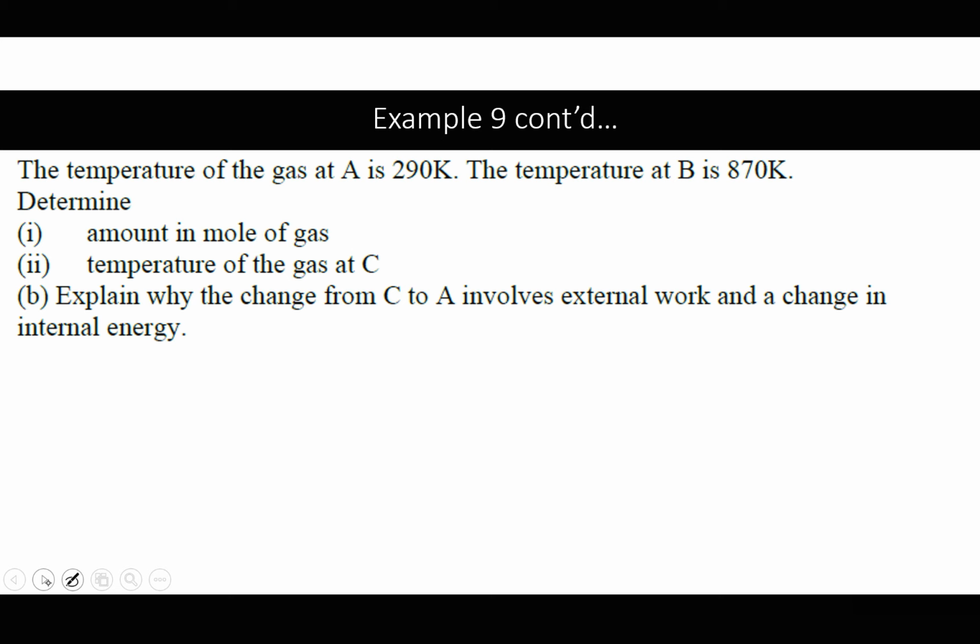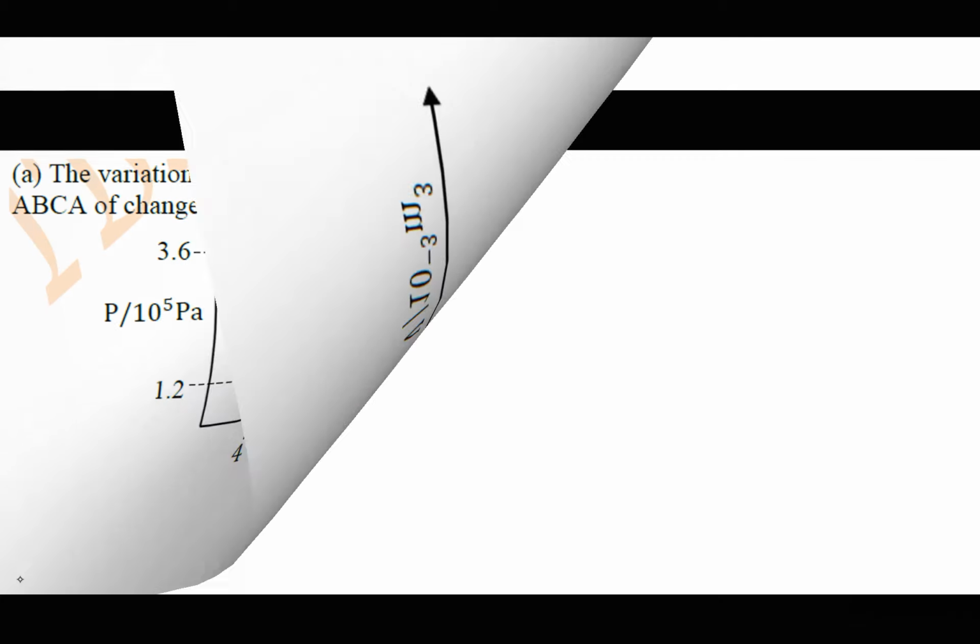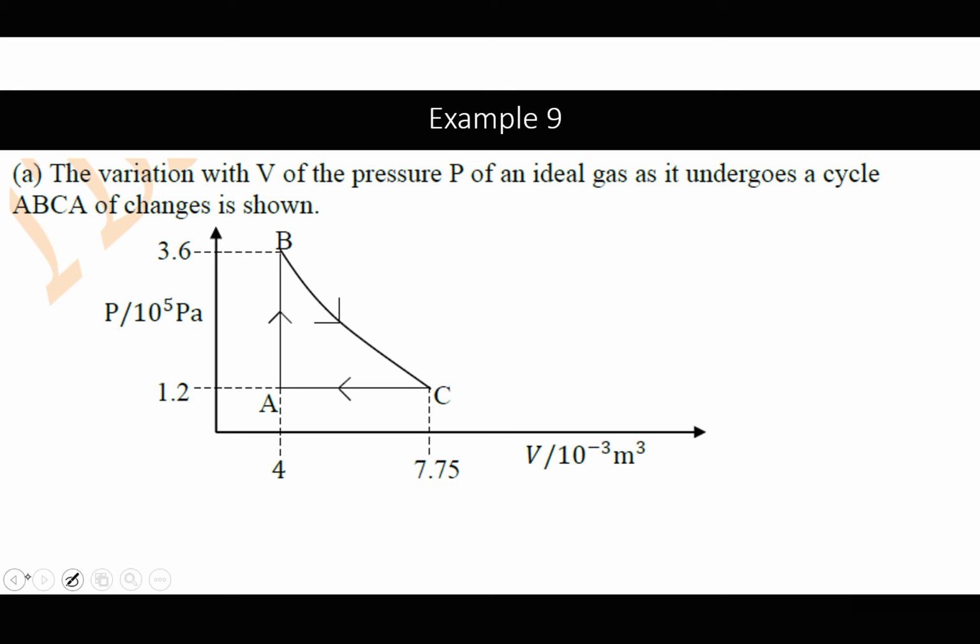So let's mark these values. At A, the temperature is 290. At B, the temperature is 870. And we are going to find the amount in moles, in other words, the number of moles. We shall find the temperature at C. We shall come to the explanation later on. So the temperature at A has been given as 290 Kelvin. The temperature at B has been given as 870 Kelvin. So we want to find the amount in mole of the gas.